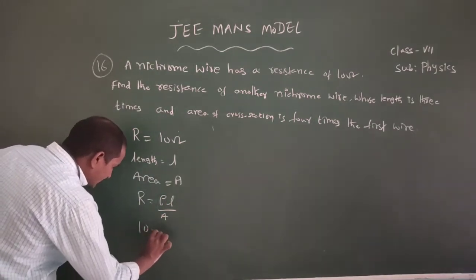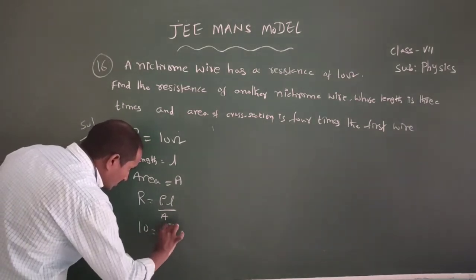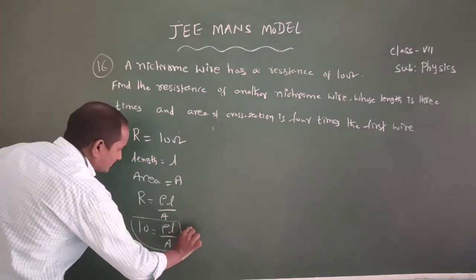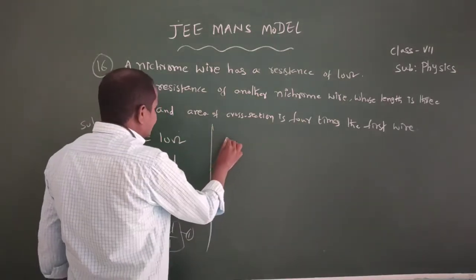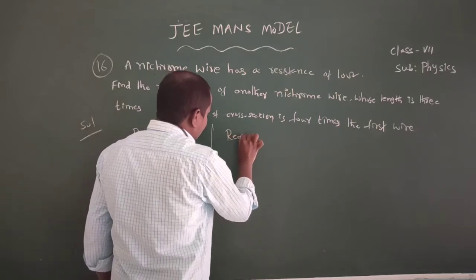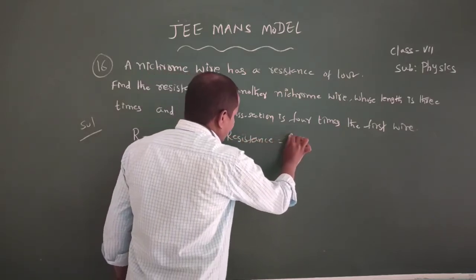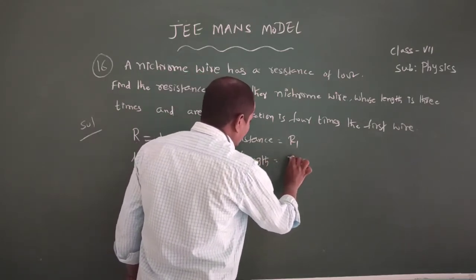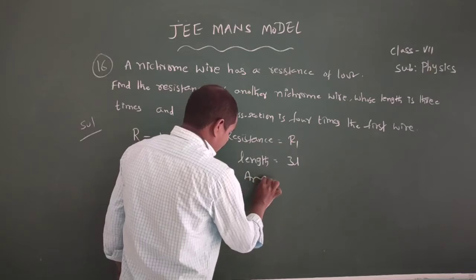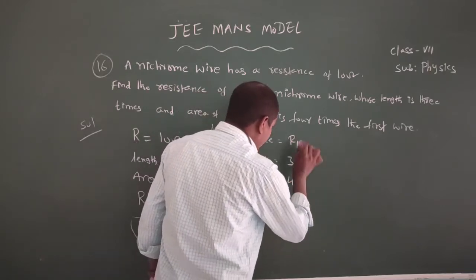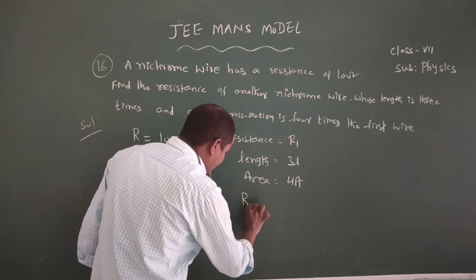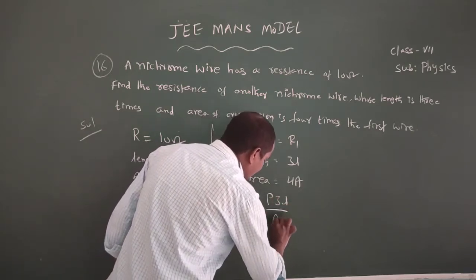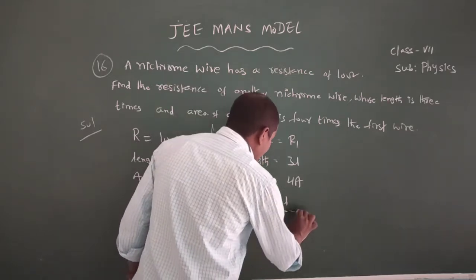R means here 10 equal to rho into length by area of cross section. It is equation number 1. Now in the second case, we can write resistance R1, and length is equal to 3L and area equal to 4A. From this we can write R1 equal to rho into 3L by 4A. It is equation number 2.